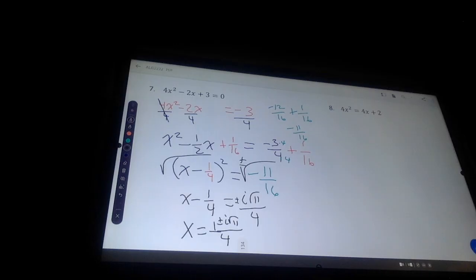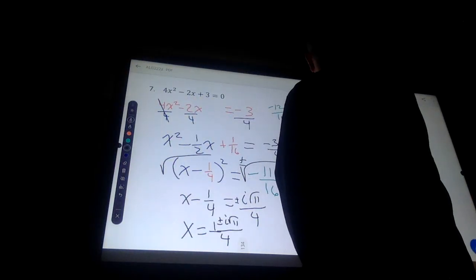Number 8. Is it set up, ready for us to complete the square, or do I have to move something? Ready to complete the square, or do I have to move something? Yeah. Do you want to move the 4x to the other side? Yeah, move the 4x to the other side by subtracting it.